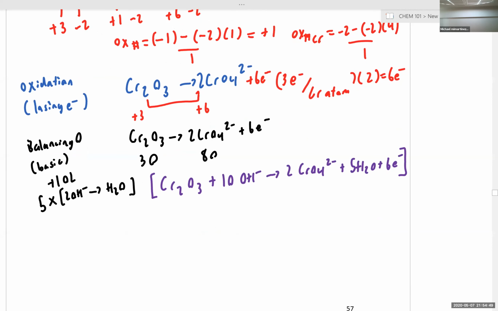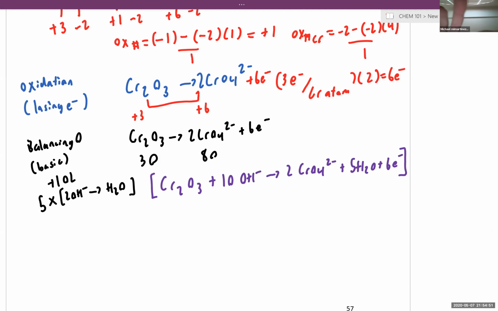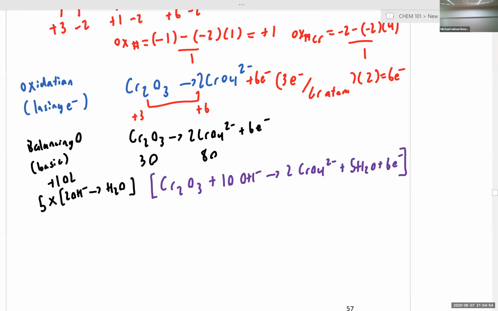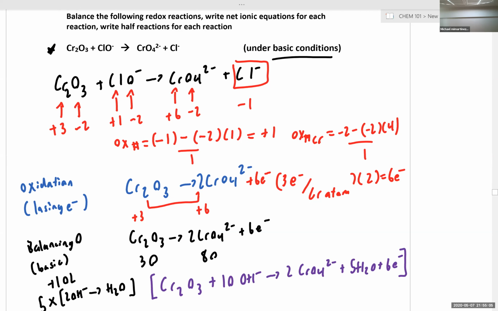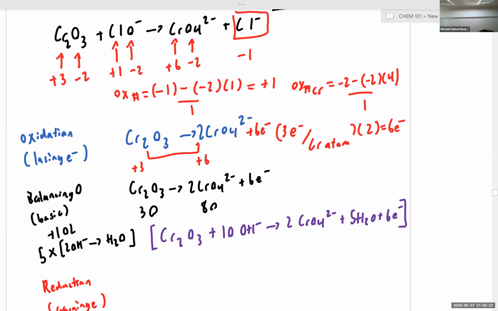Okay, so checking this equation is balanced in terms of atoms. So let's now look at our reduction reaction. Let's look at our reduction half reaction where we are gaining electrons. Looking at our equation, what atom is gaining electrons? Chlorine. Okay, so let's write that out.